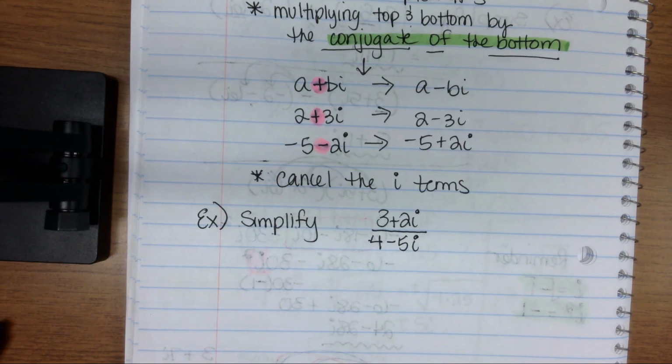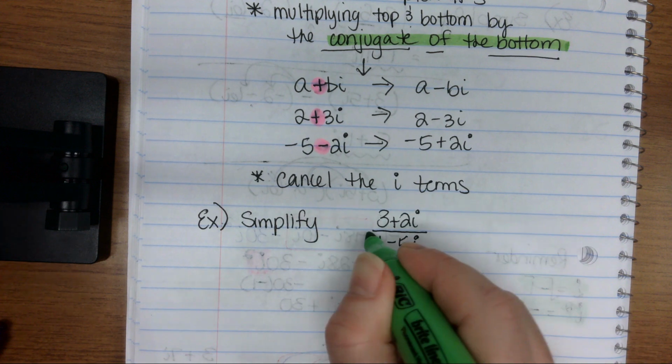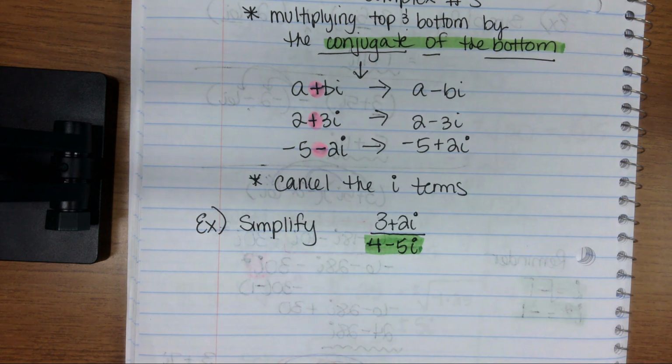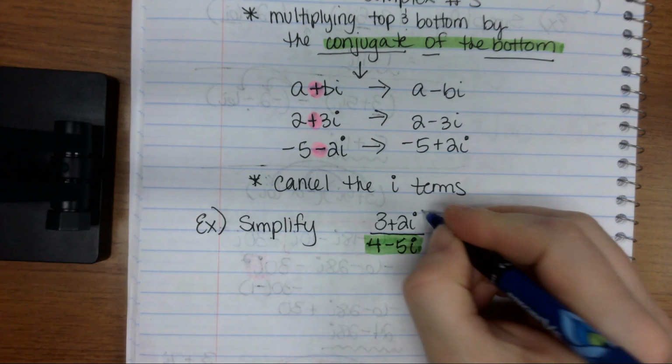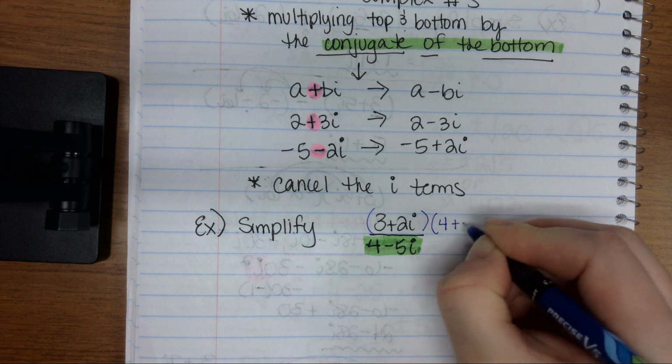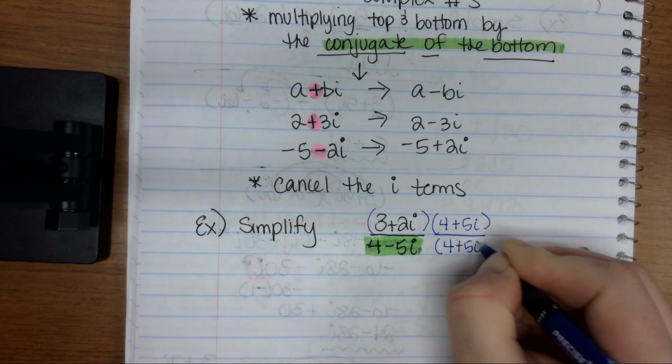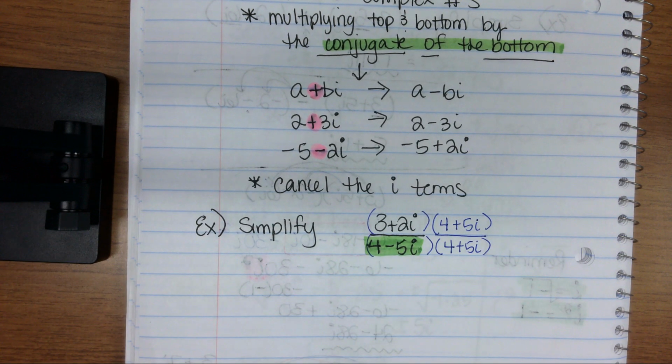So we're going to go to the denominator. Basically our goal here is we want no i's in the denominator. So that's the bottom. What's the conjugate of the bottom? 4 plus 5i. So what we're going to do then is multiply our top and bottom by 4 plus 5i. On the top, you're going to get something that still has i's in it. In the bottom, you're going to get rid of the i's. All right, let's do it.